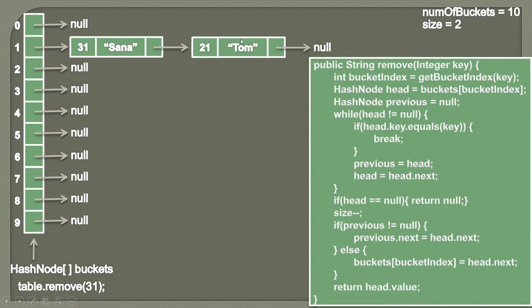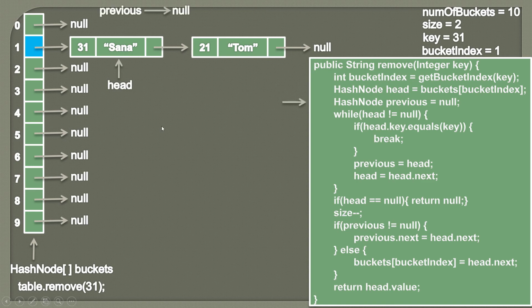Now friend, let's suppose we want to remove a key as 31. So we calculate the bucket index. 31 divided by 10 will give remainder 1. So 1 will get returned from our hash function, and the bucket index becomes 1. We access the hash node at this bucket index, and whichever node it is referring to, we assign that to head. So head will point to this node.